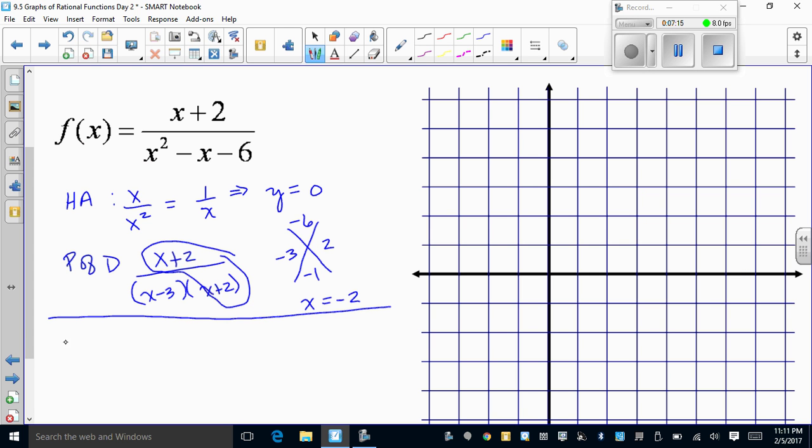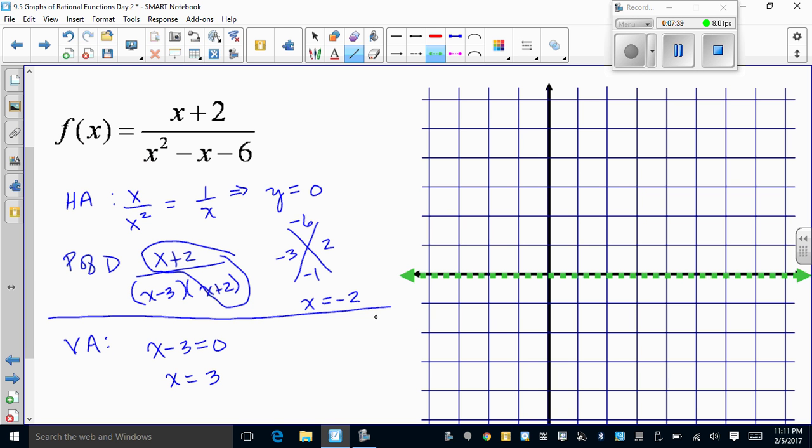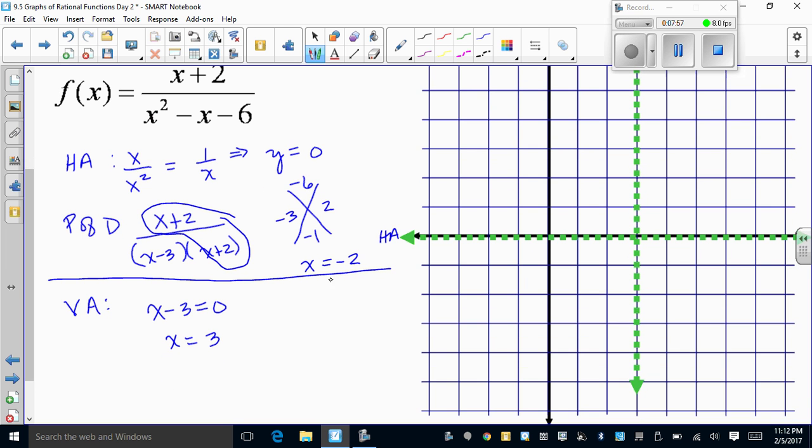Vertical asymptote. Take what's left of your denominator and set it equal to 0. X minus 3 equals 0, so x is equal to 3. So let's go ahead and draw those in. Horizontal asymptote, y equals 0. Vertical asymptote is x equals 3. So horizontal asymptote, vertical asymptote. And now we have this point of discontinuity on our graph at x equals negative 2.